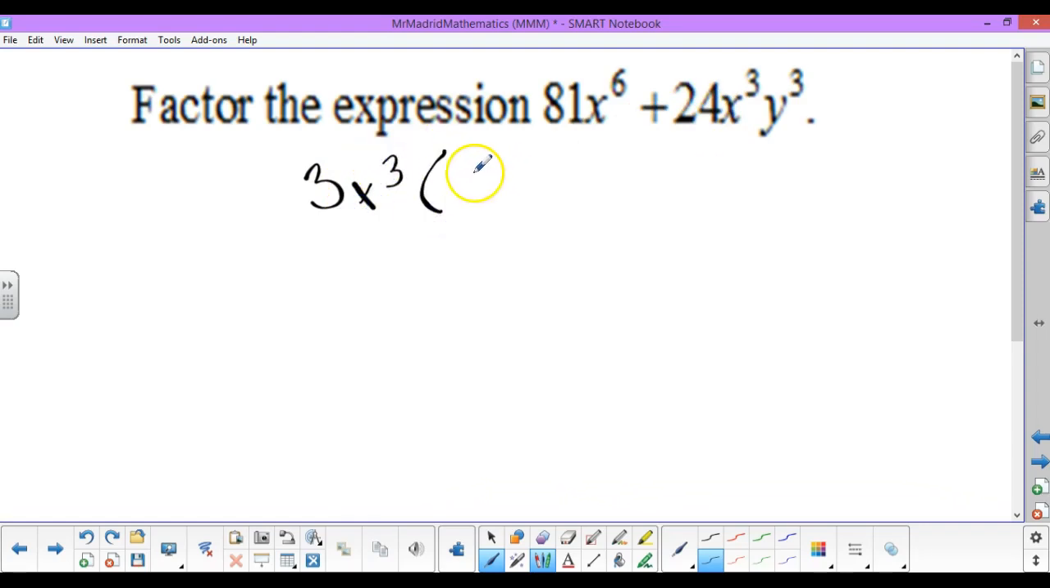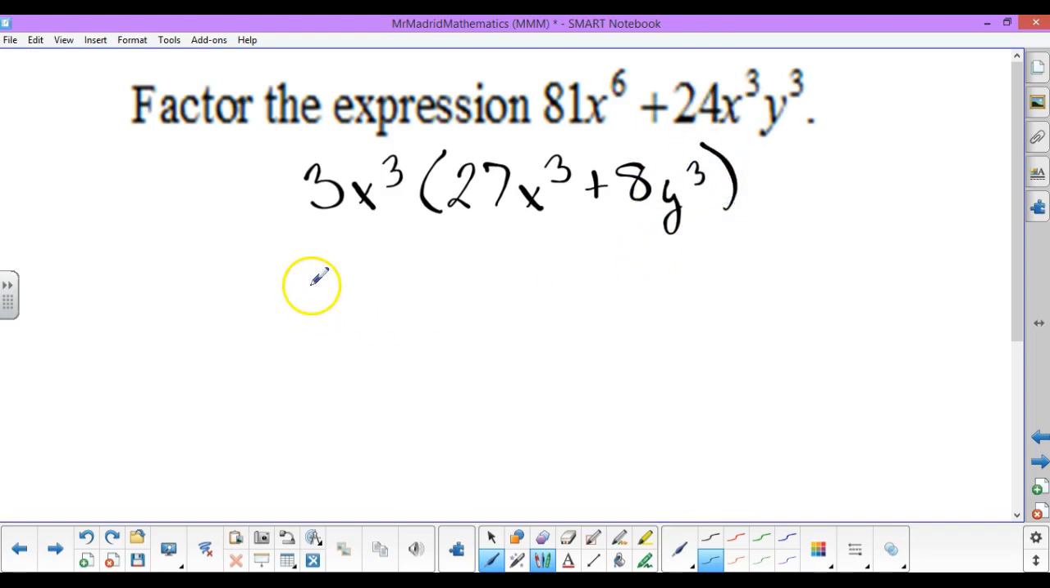If I divide 81 by 3, I'm left with 27. X to the 6th divided by x cubed means I just subtract the exponents, so I'm left with x cubed, plus 24 divided by 3 is 8, and x cubed divided by x cubed is gone, so I'm left with y cubed.